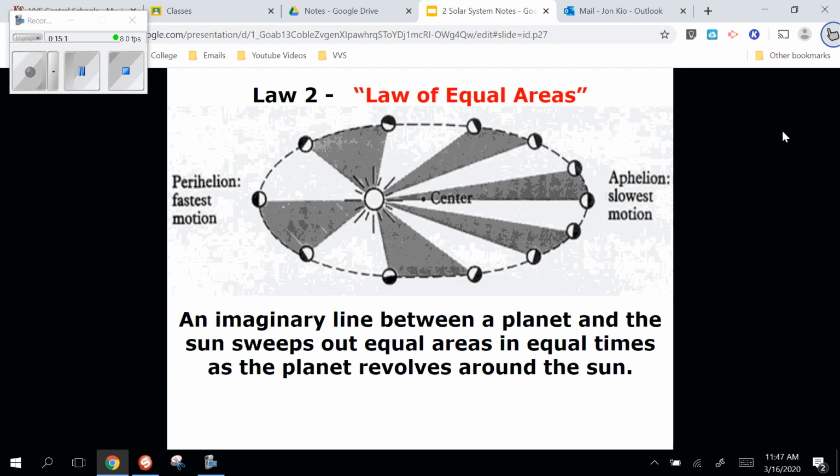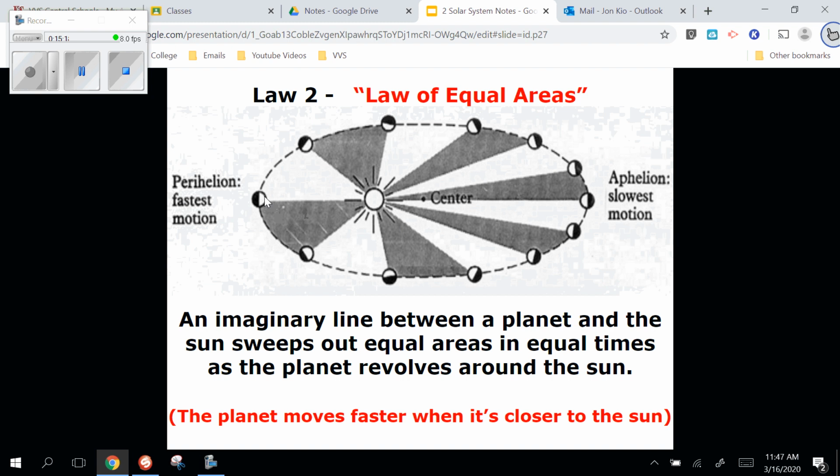Second law is the law of equal areas. Kepler found out that if you were to measure off a time frame from one point in the orbit to another, and measure off an equal amount of time on the other side somewhere, the area inside that imaginary triangle that's created is going to be the same. So the area in here is going to be the same as the area in here and the same as the area in here if these time frames are all the same.